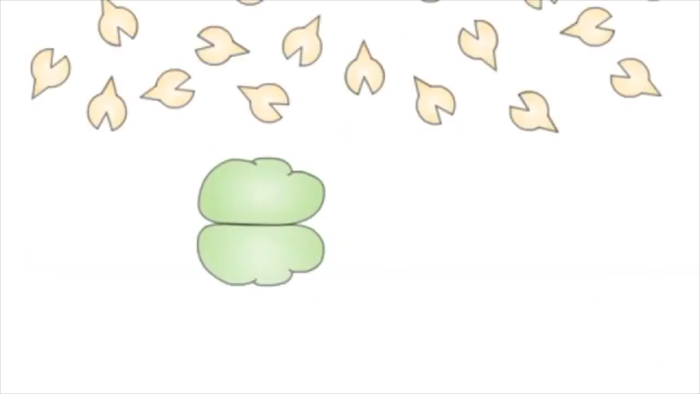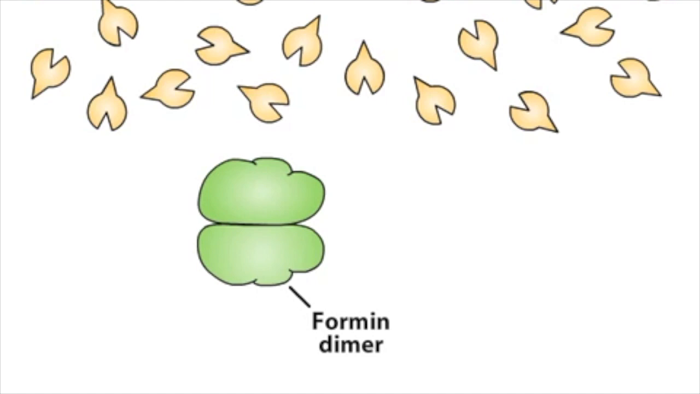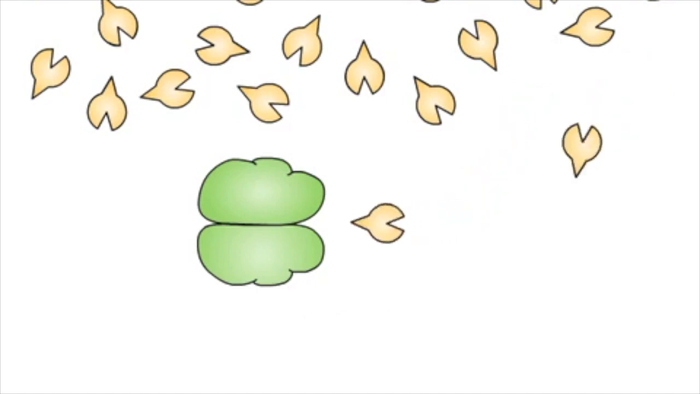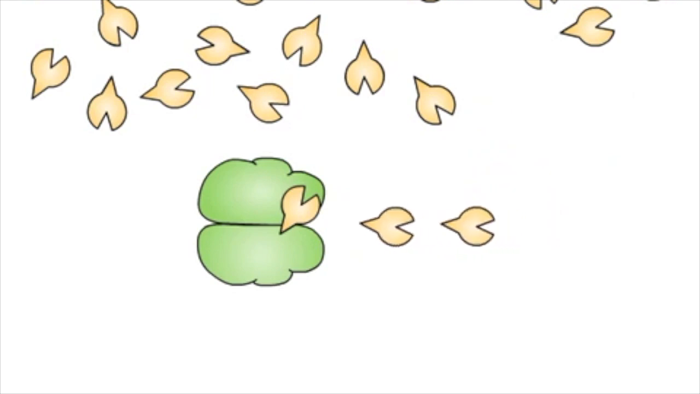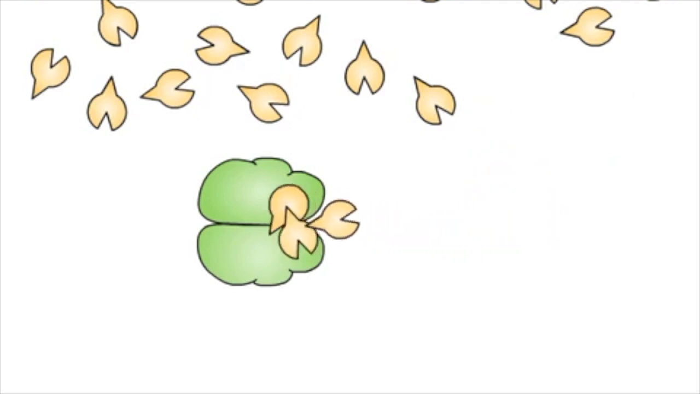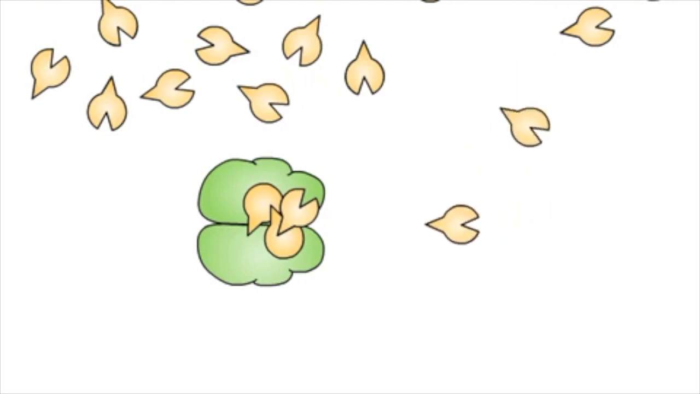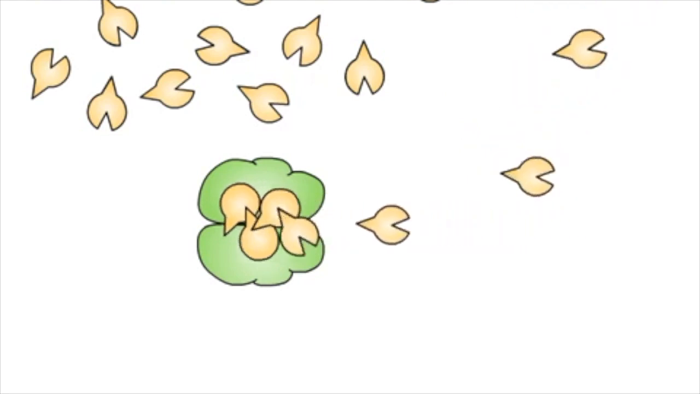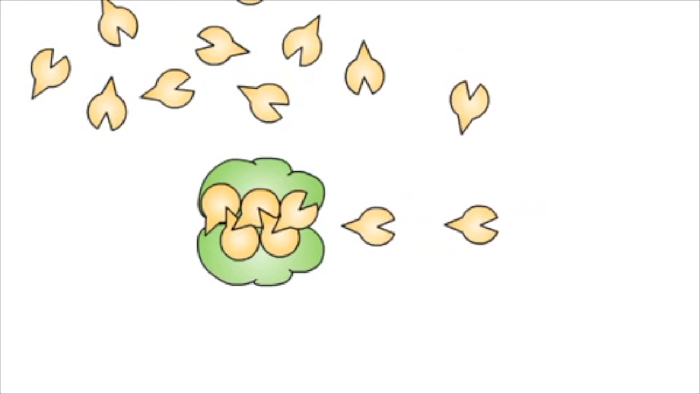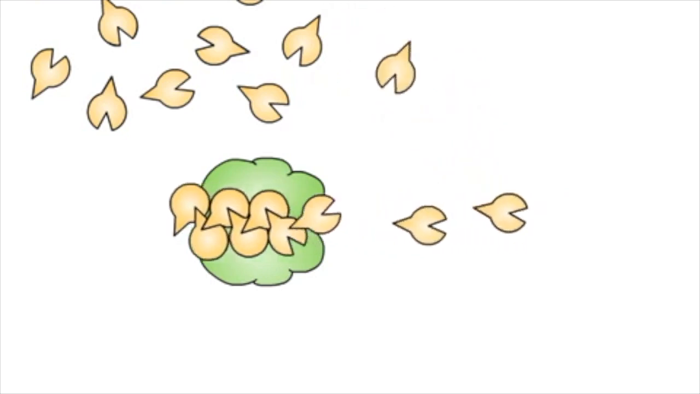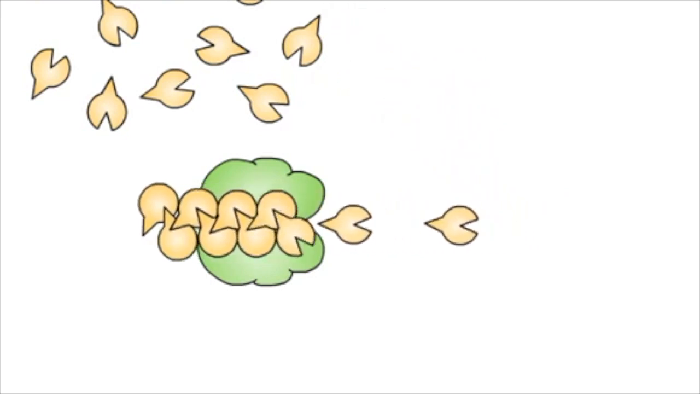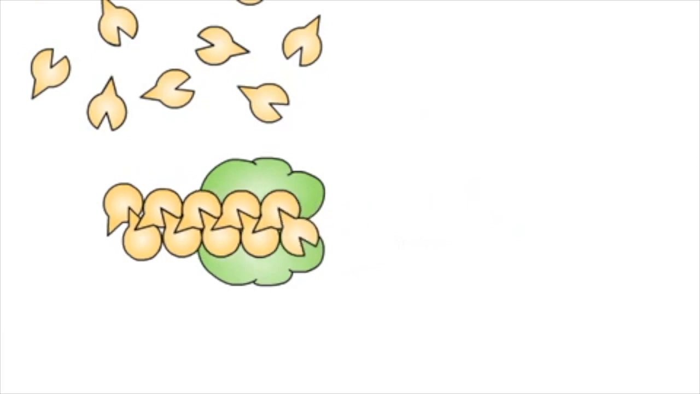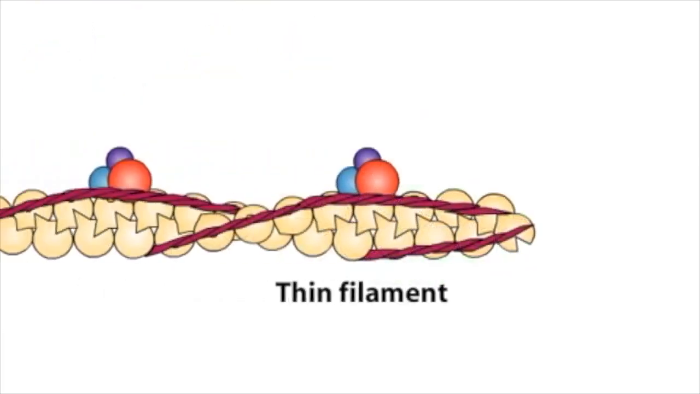In the cell, 2 types of proteins, including one called formin, determine where filaments are formed. Formin binds to monomers and facilitates the nucleation process in which 3 monomers are joined to form a trimer. After nucleation, polymerization proceeds quickly. It is thought that formins nucleate long unbranched actin filaments, such as those in a muscle cell's thin filaments.